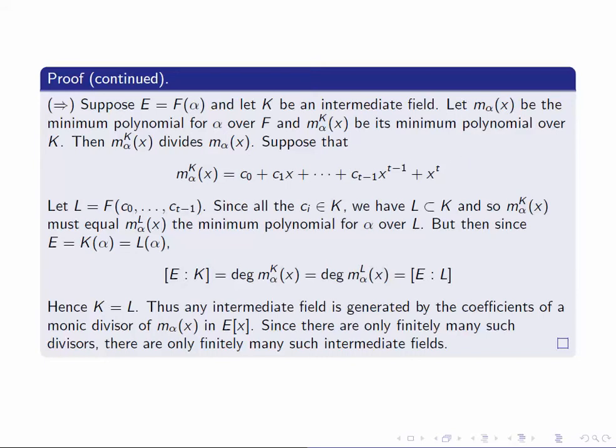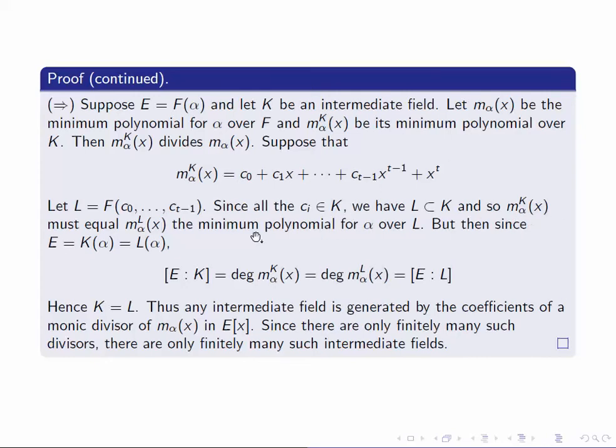So let K be an intermediate field. Let m_alpha(x) be the minimum polynomial for alpha over F, and let's look at m_alpha,K, the minimum polynomial of alpha over K. Then we certainly know that m_alpha,K divides m_alpha. Let's suppose m_alpha,K is monic with coefficients c_0 up to c_(t-1), say. And let's let L be the field generated by these coefficients. We claim that L is actually equal to K. Well, L is certainly contained in K because all the coefficients, all the c_i's, belong to K.